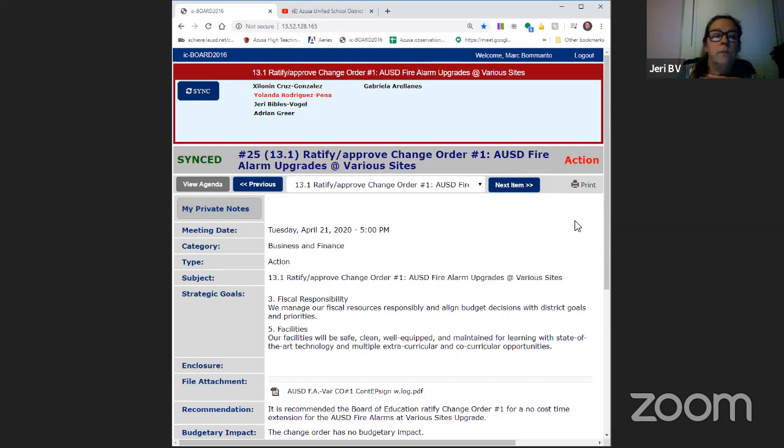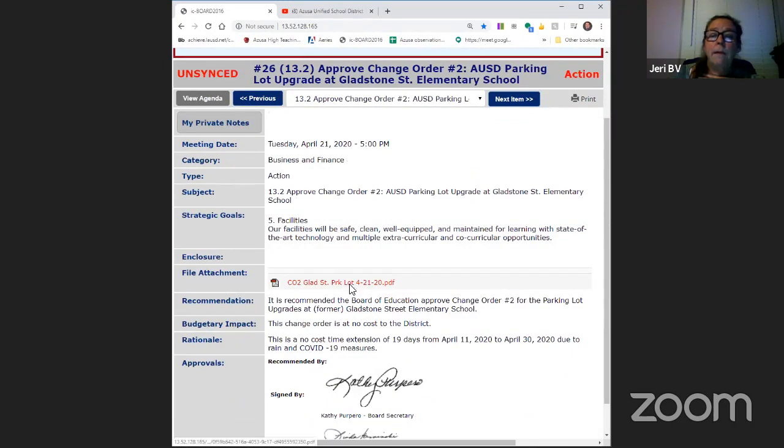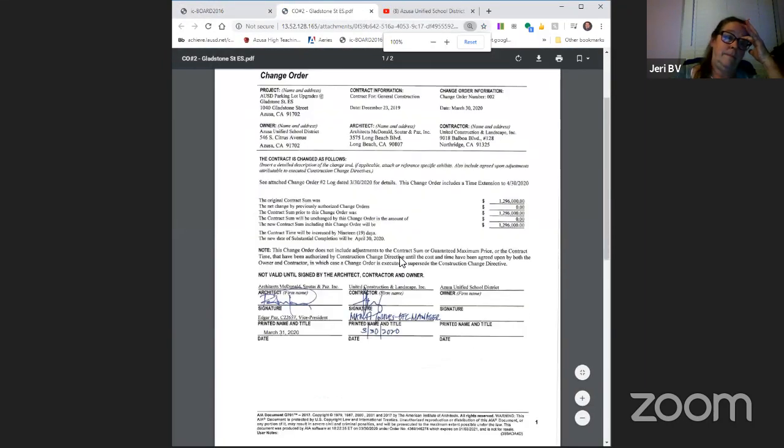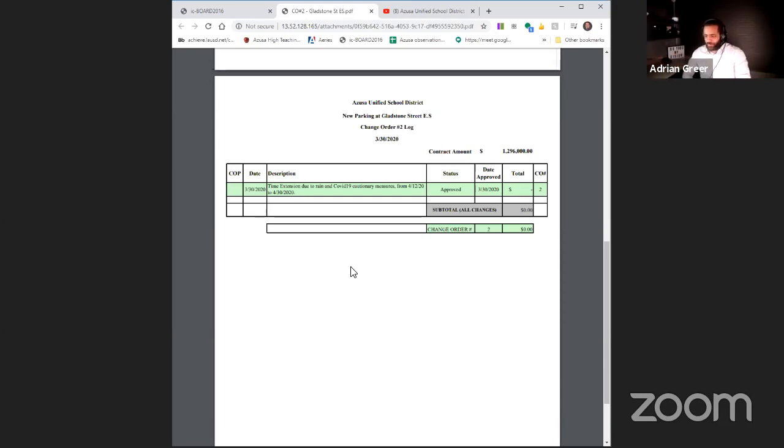Okay. 13.2, approve change order number two, is unified parking lot upgrade Gladstone Street Elementary School. Do I have a motion? Motion to approve. Motioned by Board Member Arianas, seconded by Yolanda Rodriguez-Pena. Any comments? All right, let's vote. I say yes, Yolanda says yes. Yes. Yes. Yes. Okay, 5-0 passes, thank you.